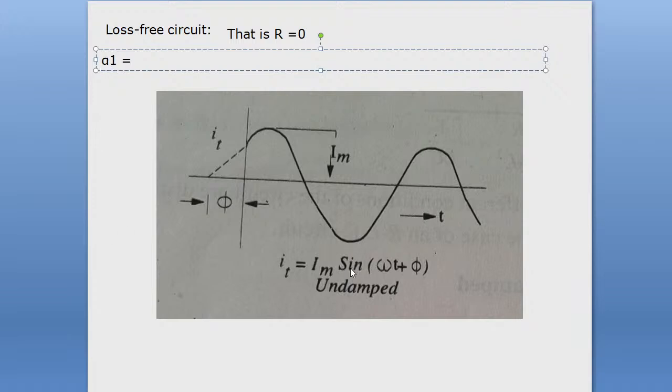after getting the transient response of this circuit, our next task is to study the characteristics or variation of the response for different values of RLC. The alpha 1 will be the square root of 1 by LC. There will be a minus sign before this.